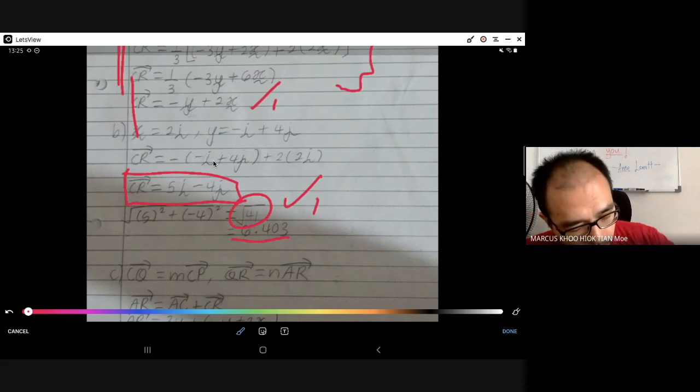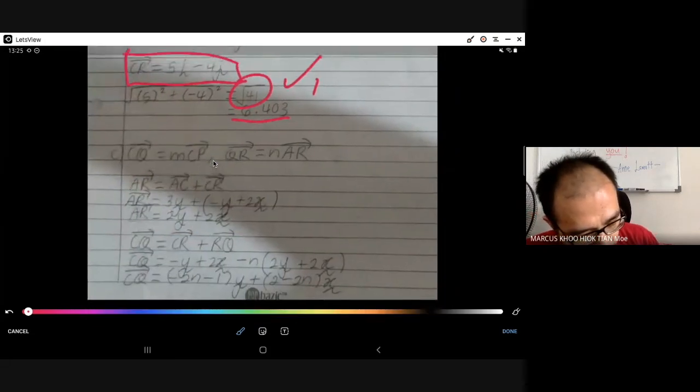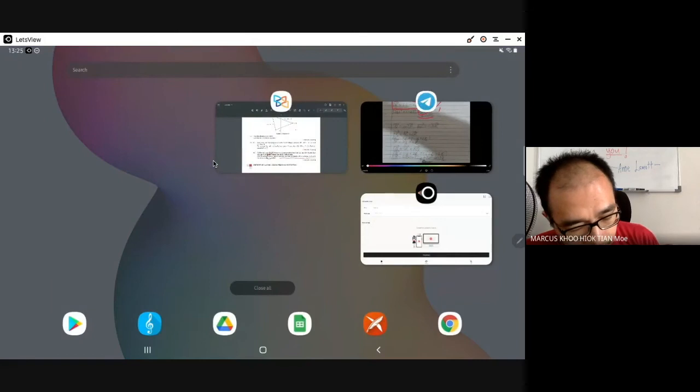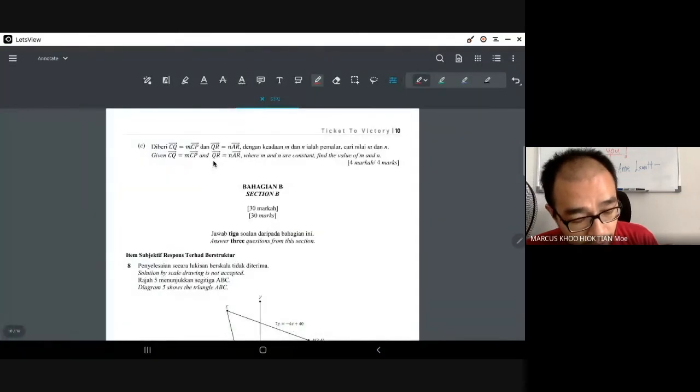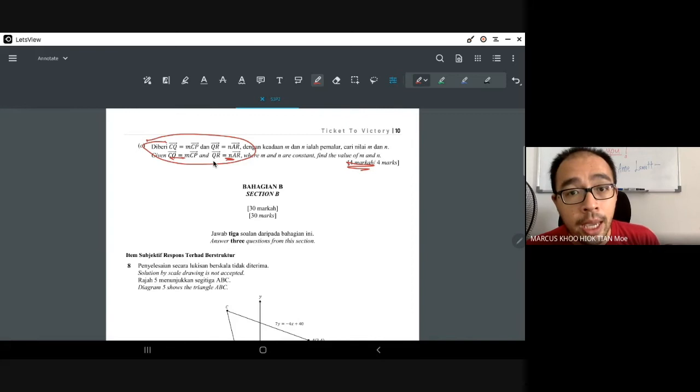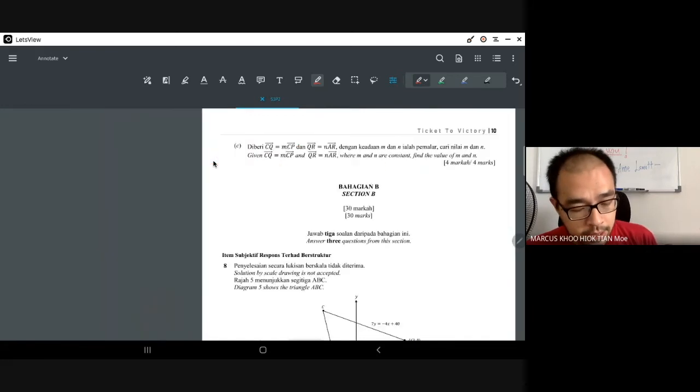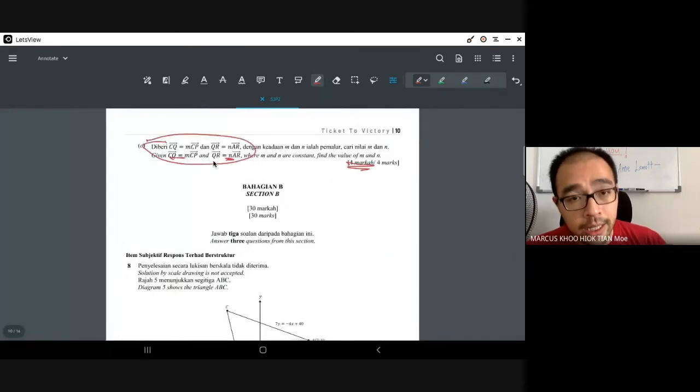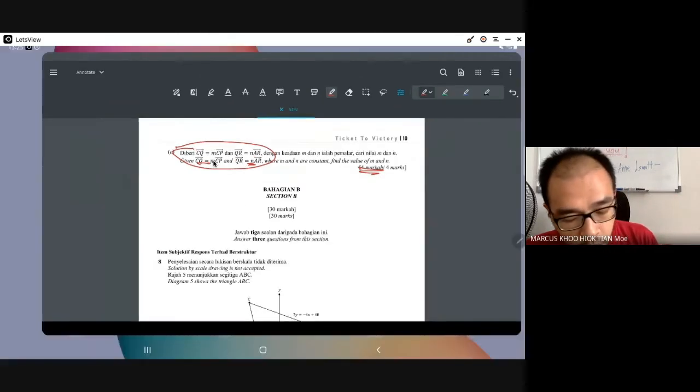Now question C. Question C is probably the question that is the most famous, this one. You are given two relations and then find the value of this m and then this m. It is a very standard vector question now, but it requires a lot of practice for you to do this.